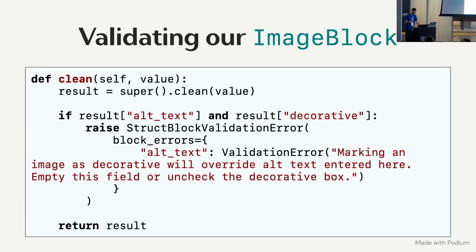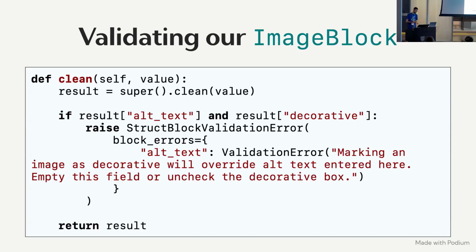So when raising struct block validation error, we pass a dictionary of errors to the block errors argument of that class, where the keys in that dictionary, in this case alt text, correspond to the name of one of your child blocks that you want the error to be associated with, and the values are a validation error instance with the messages that you want to go with it.